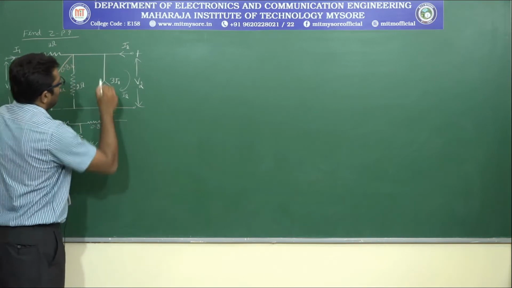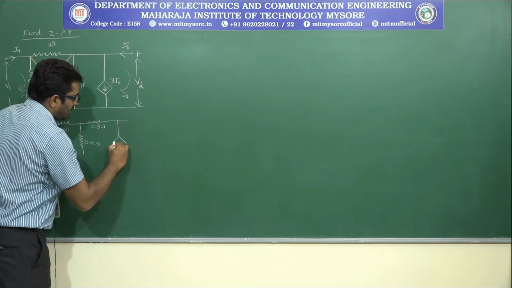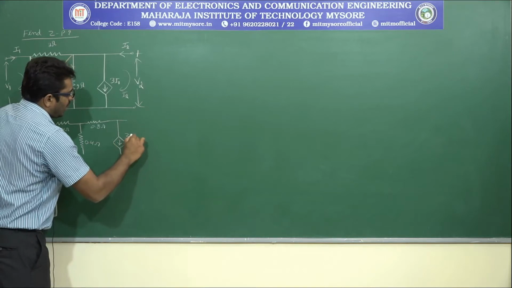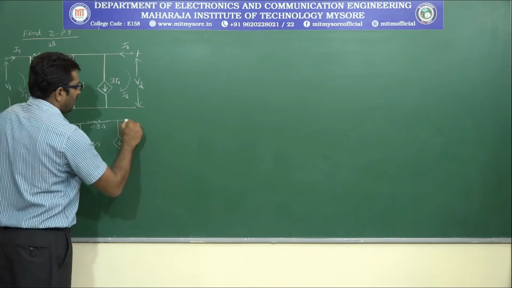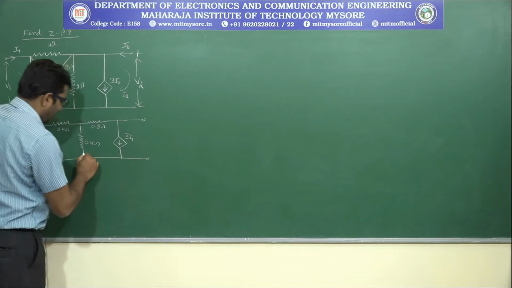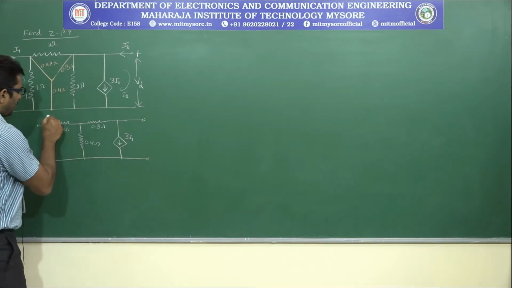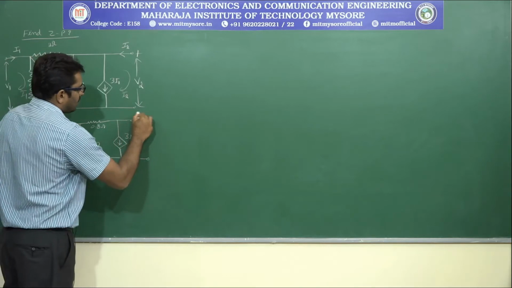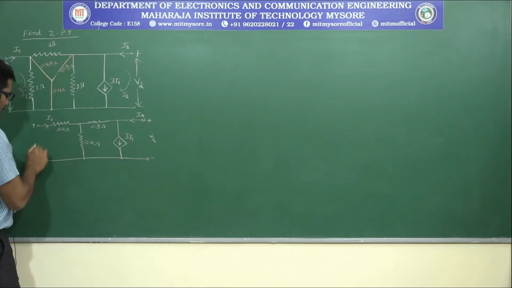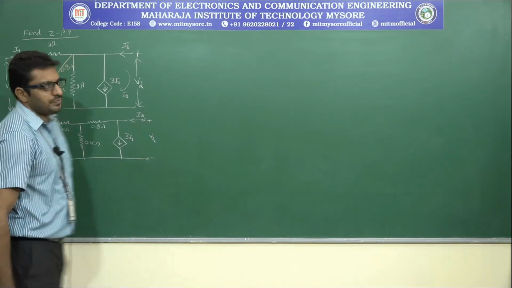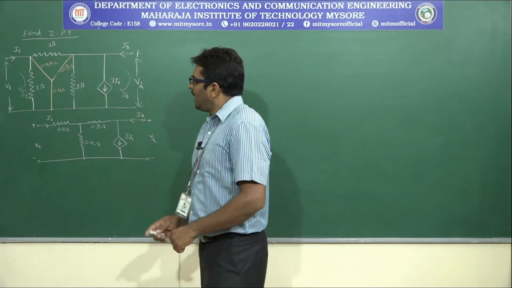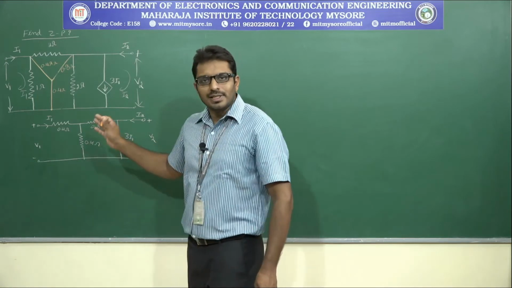Next, this dependent current source here, with this direction, is 3I1, dependent on the input current. So this is the simplified version of the given circuit. The current in the input port is I1, the current across the output port is I2, the output voltage is V2 and the input voltage is V1. Is that clear? Now apply KVL in order to find the Z parameters.